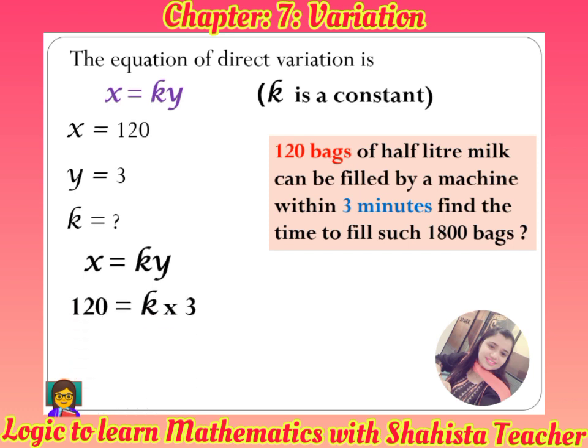So simply, take k on the left hand side and divide 120 by 3. So 120 divided by 3, we get 40. That means k is equal to 40. Here we find the k value is 40. That means we got 40 here. k is equal to 40.